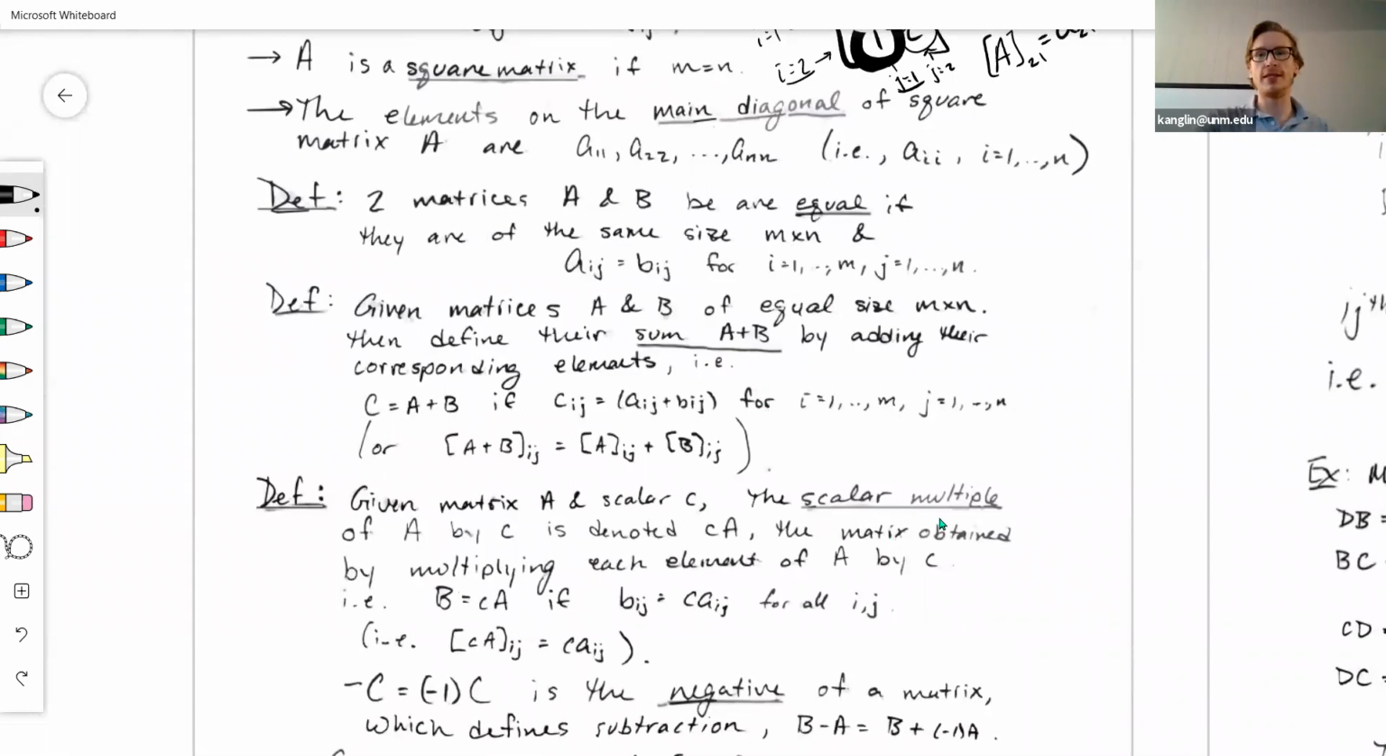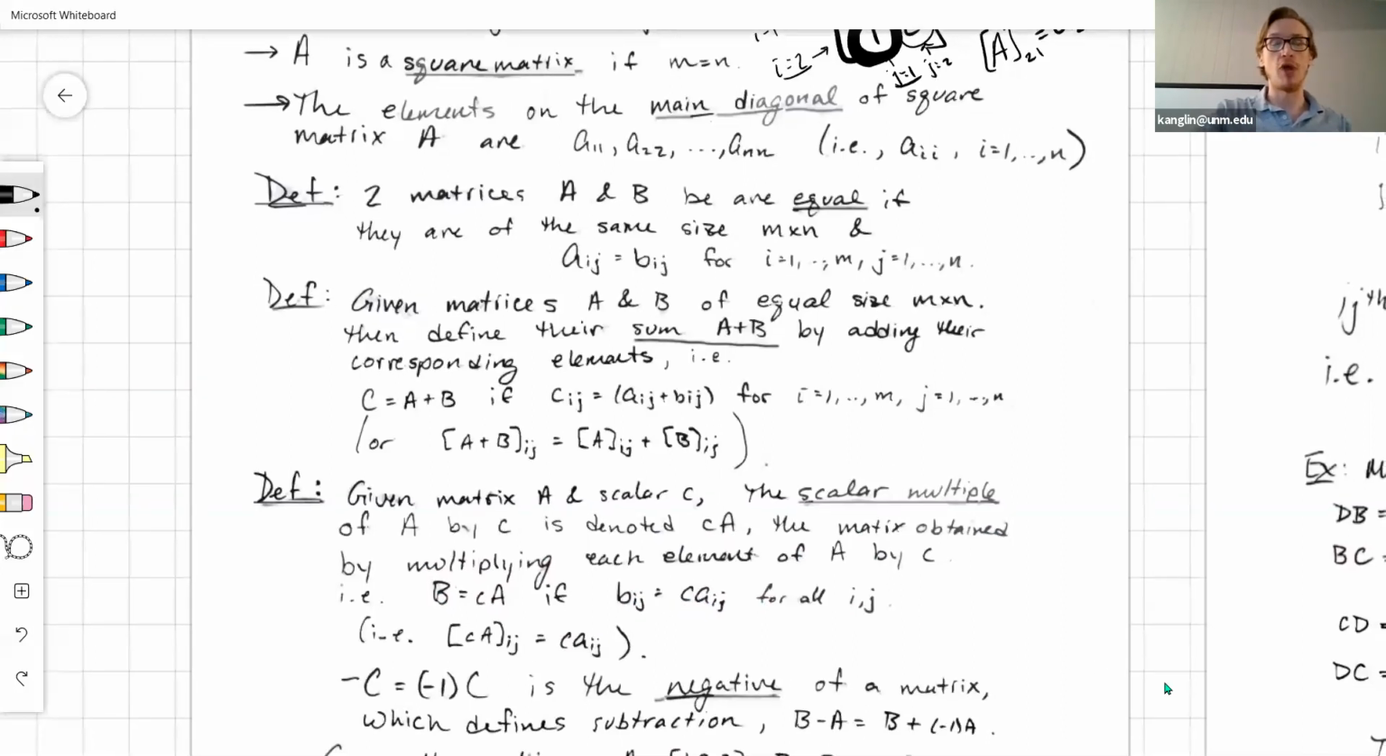Another definition here, we defined addition of matrices. We also want to define scalar multiplication, or a scalar multiple of a matrix. So given a matrix A and a scalar C, the scalar multiple of C by A is denoted CA. And it's just the matrix obtained by multiplying each element of A by that scalar C. So in this kind of clunky notation, if you let B equal the scalar multiple CA, then the ijth element of that result is just C times the ijth element of A. So each ijth element of A just gets multiplied by that scalar.